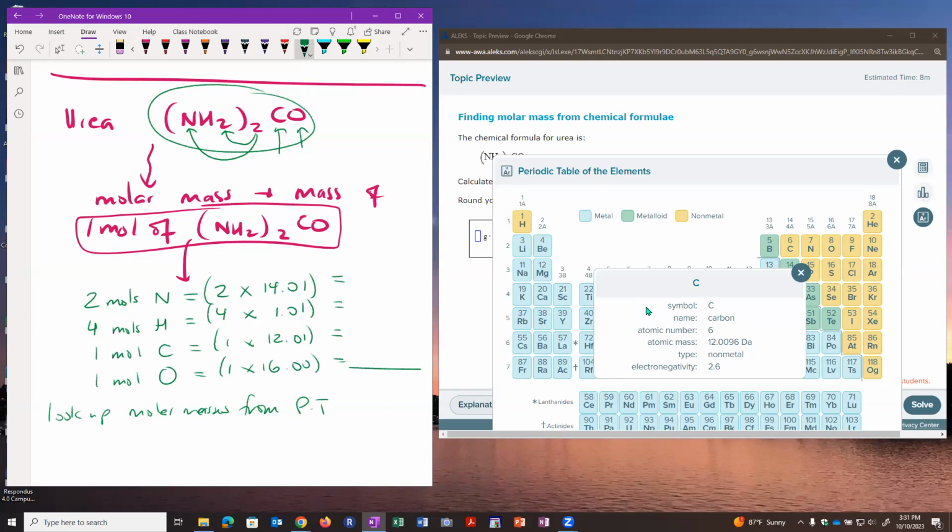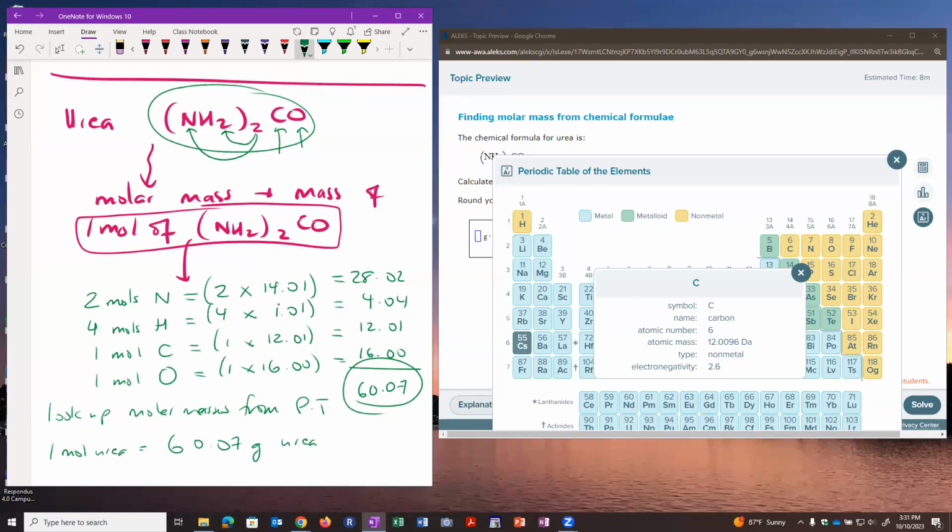So 14.01 times 2, that's 28.02, plus 4.04, plus 12.01, plus 16.00. So I'm just going to do this in my head really quick. Okay, so 60.07. So this tells me that for every 1 mole of urea, if I had 1 mole of it, it would weigh 60.07 grams.